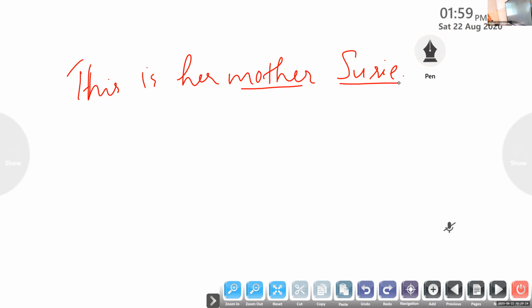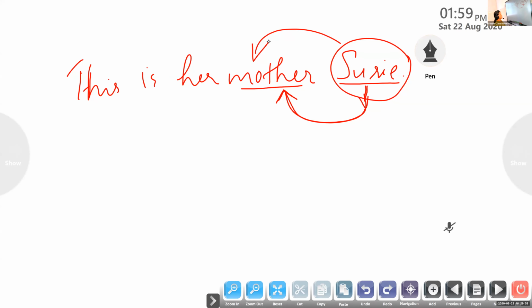What do you mean by apposition? When one noun follows the other one to describe the first one. Here the word Susie is used to describe the noun mother. The noun which follows is said to be in apposition to the noun which comes before it. So here the word Susie is in apposition with the noun mother. Am I clear? Yes, ma'am.